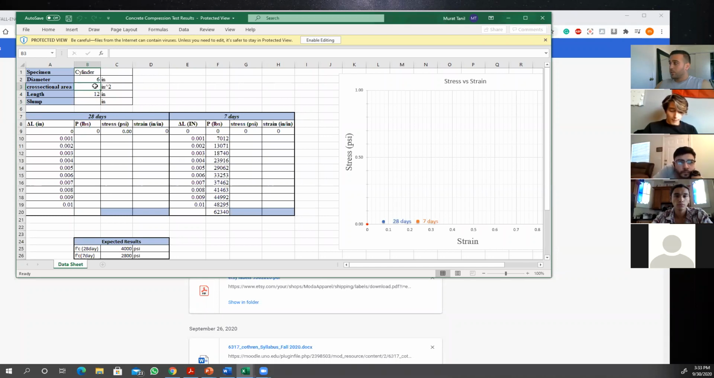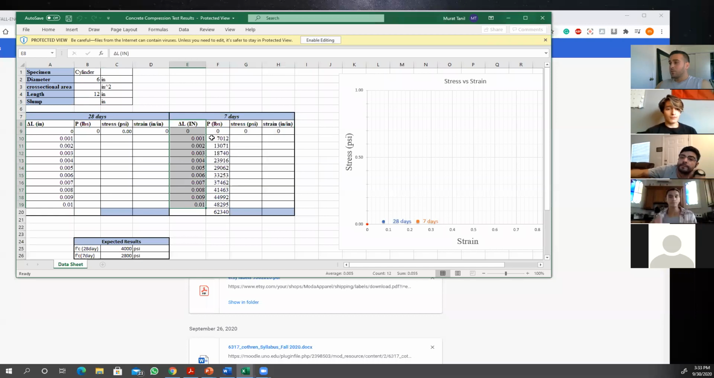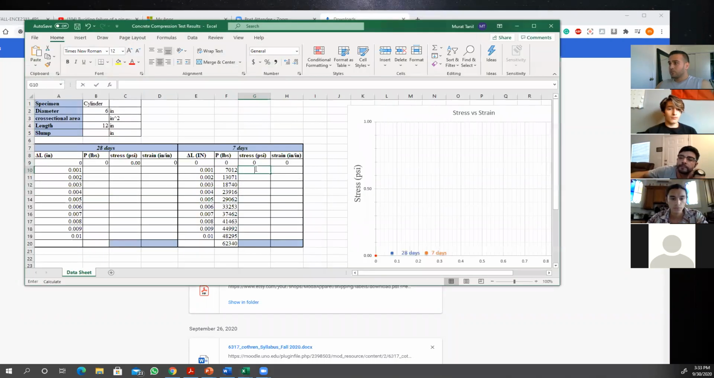You should calculate the cross-sectional area by now before you start the calculation of the 7 days table. You have your deformation that's given for 7 days with the corresponding values on the applied load. And the stress calculation is simple. It is basically the applied load divided by the cross-sectional area. So once you calculate your cross-sectional area, you're going to be able to calculate these sections easily.